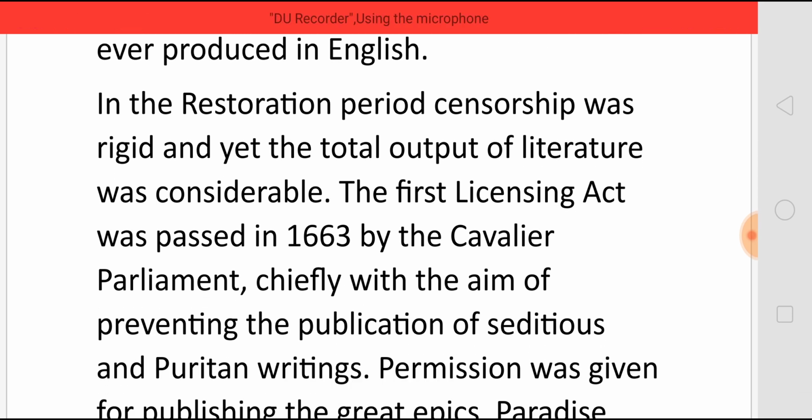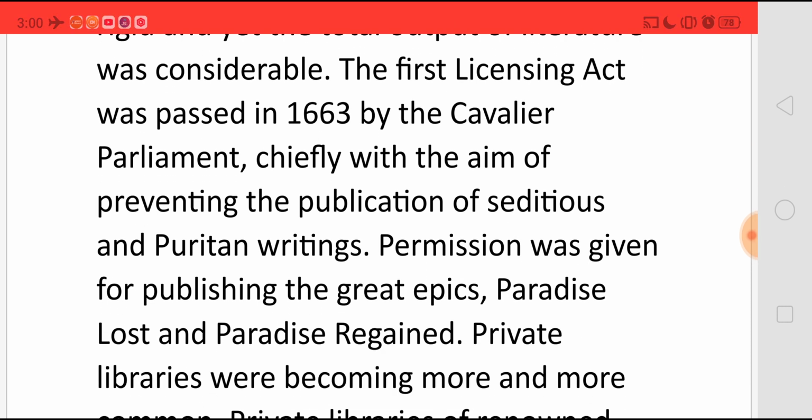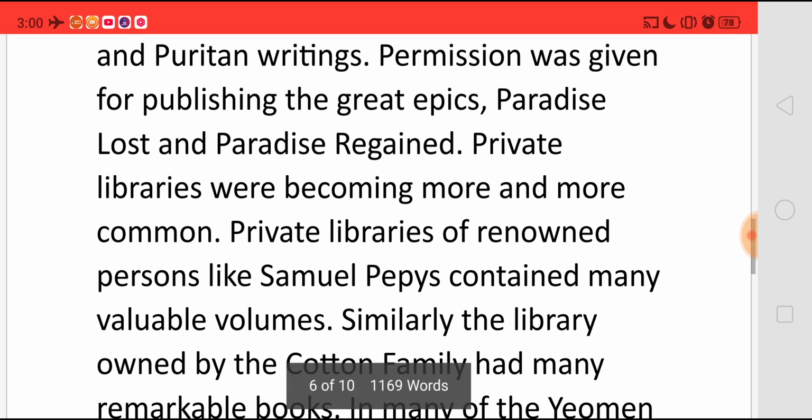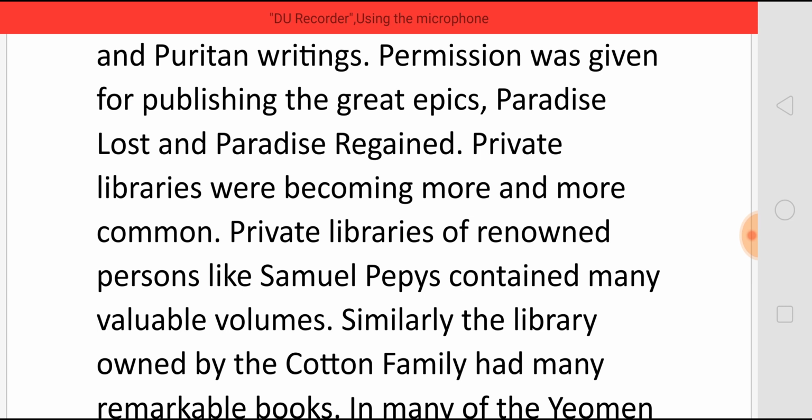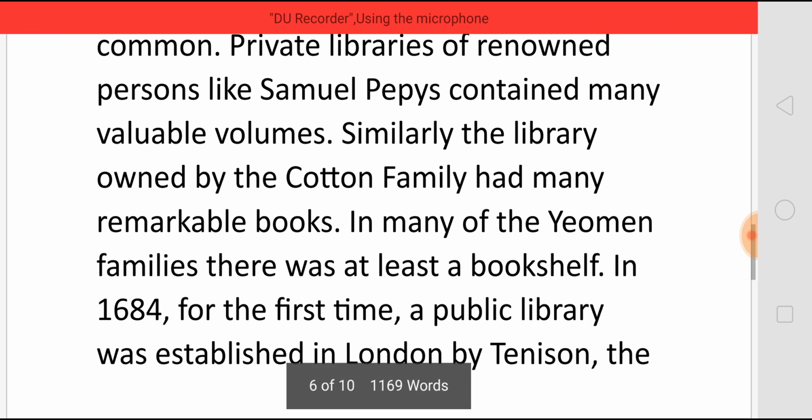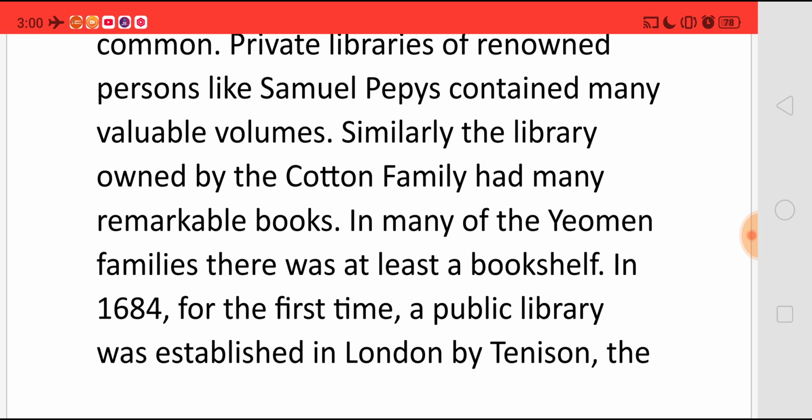And in the Restoration period, literature had its own censorship, and the first Licensing Act was passed in 1663 by the Cavalier Parliament. The main aim of this Licensing Act was to prevent seditious and Puritan writing. But of course, they did not stop Paradise Lost and Paradise Regained because they were great epics. This was a period when many started having private libraries. Particularly, the private library of Samuel Pepys contained many valuable volumes, and the one in the Cotton family had many remarkable books. And in many yeomen's families, there was at least a bookshelf.